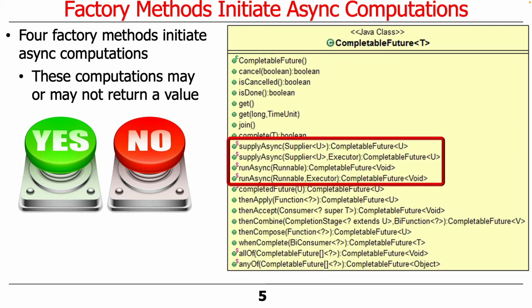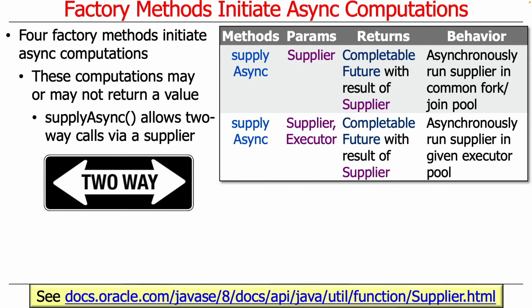These computations may or may not return a value depending on which grouping or subgrouping of these methods you happen to pick. One of the groupings is called the supply async grouping. And this allows 2-way calls using a supplier lambda or a supplier method reference. And as you can see here, there's 2 different variants of the supply async family of factory methods. The first one, which we show up here, takes a supplier, returns a completable future that, when triggered after it completes, will have the results of the supplier.